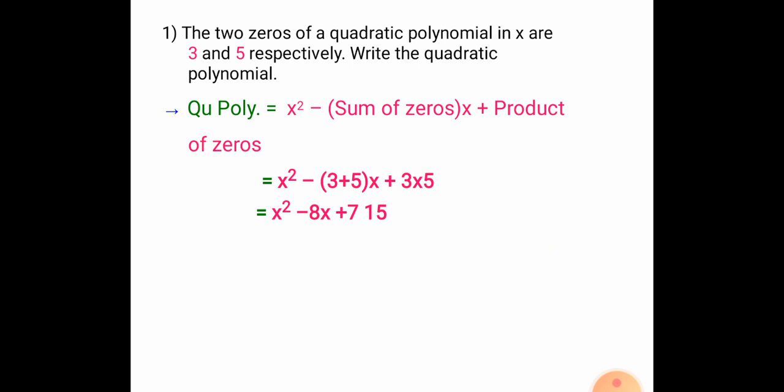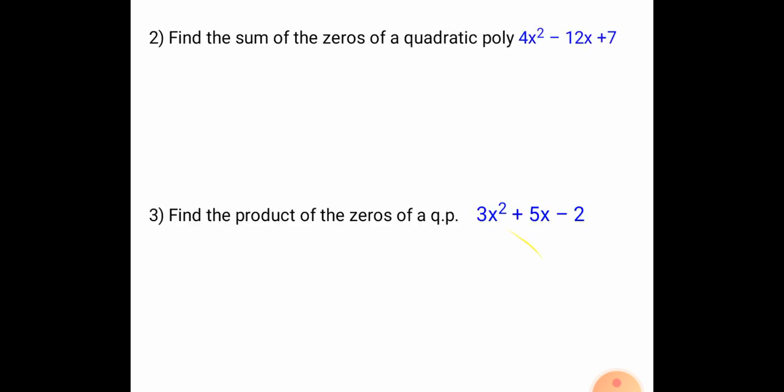Here in this example, two zeros are given. That means these two zeros are alpha and beta. Correct? And we have to get the quadratic polynomial. Now the formula you know, that is quadratic polynomial equal to x square minus sum of the zeros times x plus the product of the zeros. Now x square remains as it is, minus sign as it is, sum of the zeros. Zeros are 3 and 5, so you are supposed to add because it is the sum, and then x remains, and then the product. Product means you have to multiply them and get the answer.